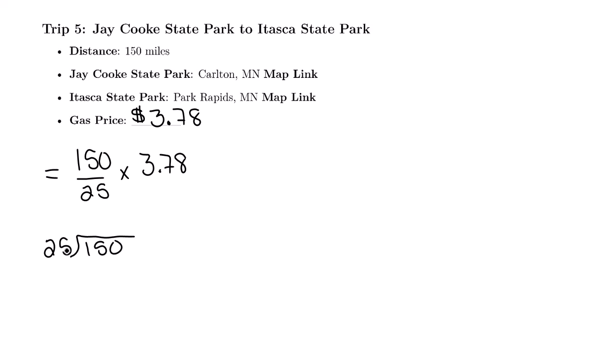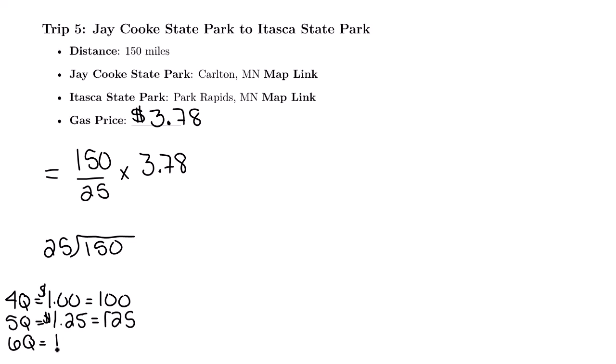150. Okay, so 25 doesn't go into 1. 25 doesn't go into 15. But how many 25s are in 150? Well, let's talk about quarters again. 4 quarters make $1, which is the same thing as 100. If I have 5 quarters, that's going to be $1.25, which is 125. If I have 6 quarters, that's $1.50, which is the same thing as 150. And that's what we're going to use. We're going to use 6.